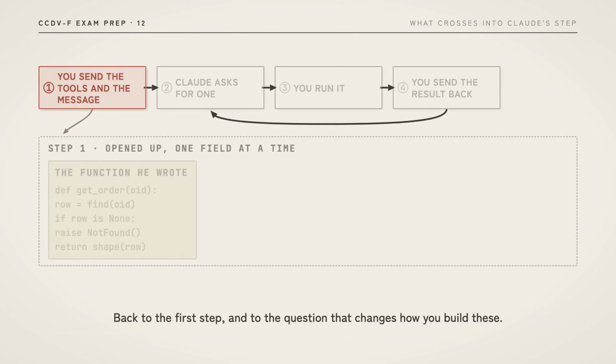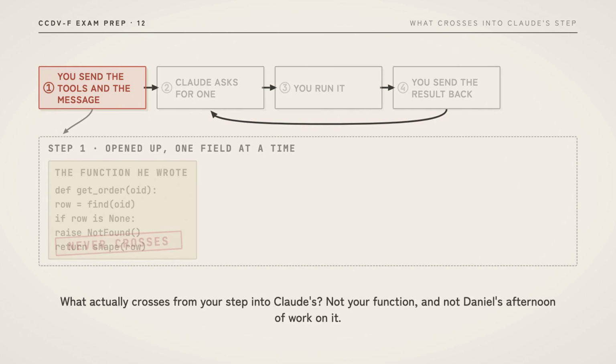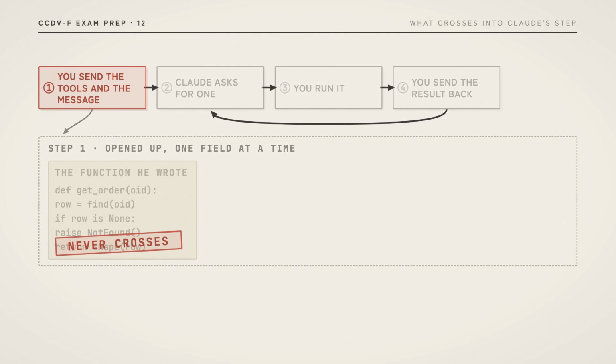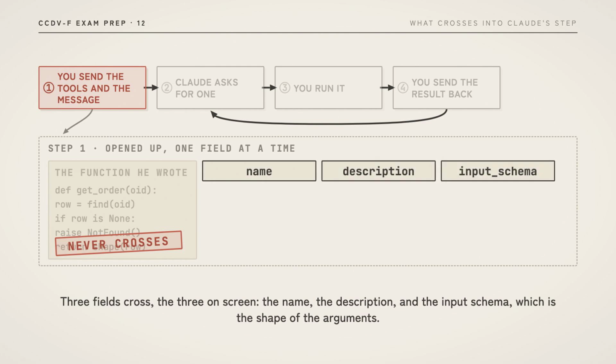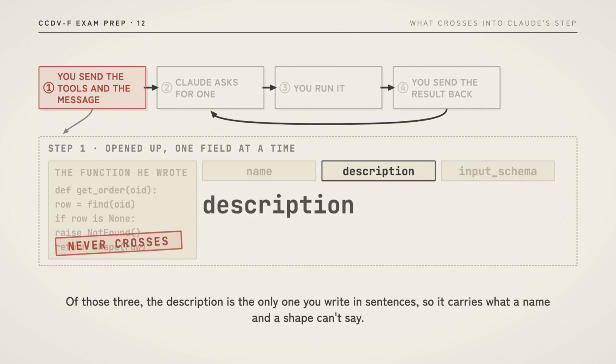Back to the first step and to the question that changes how you build these. What actually crosses from your step into Claude's, not your function and not Daniel's afternoon of work on it. 3 fields cross, the 3 on screen, the name, the description, and the input schema, which is the shape of the arguments. Of those 3, the description is the only one you write in sentences, so it carries what a name and a shape can't say.